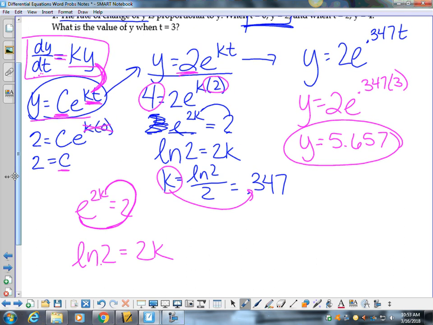Then once I knew my k, I could plug it back into my formula with my c and then find what they wanted me to find. Again, is this difficult? No, it's not difficult. Are there 1,000 steps? Yes, absolutely.